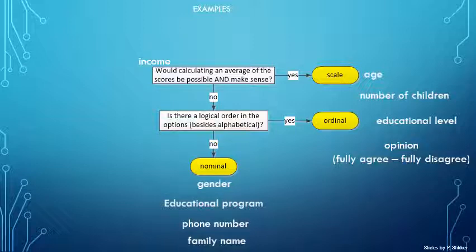And last one, income, would calculating an average of these actually make sense? Well, yes, so that moves to the right. So that's a scale variable. Note, by the way, that if you would ask people, for example, for their income category, or age category, then it's no longer actually a number. So we wouldn't strictly be able to calculate averages anymore, and then it would become ordinal. So be careful how you ask your questions, because depending on how you've asked it, you get a different measurement level.